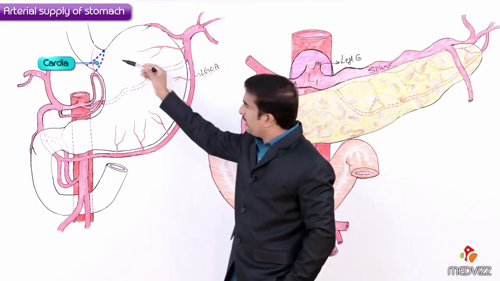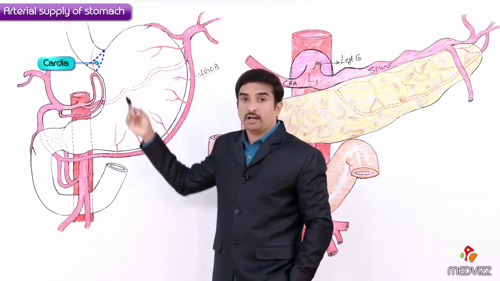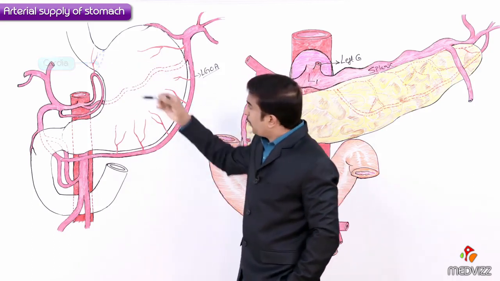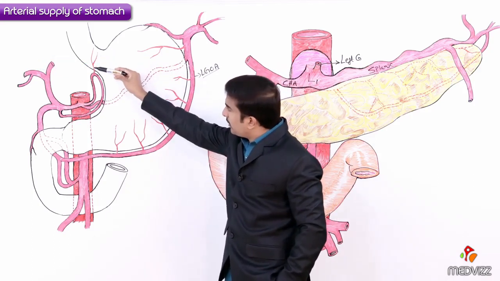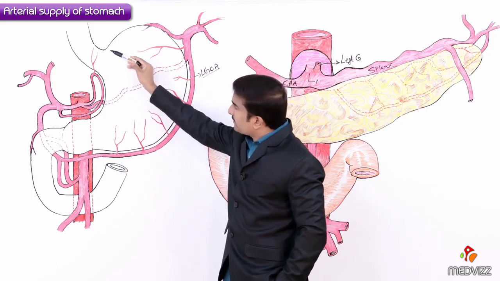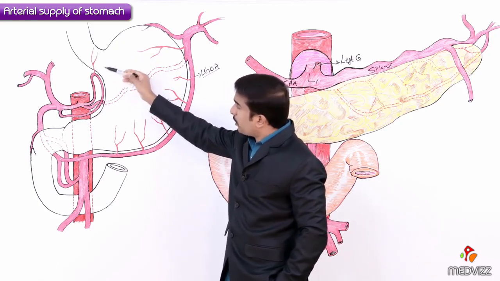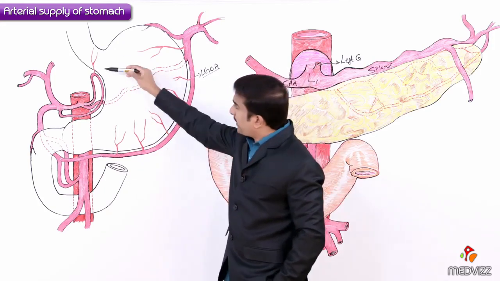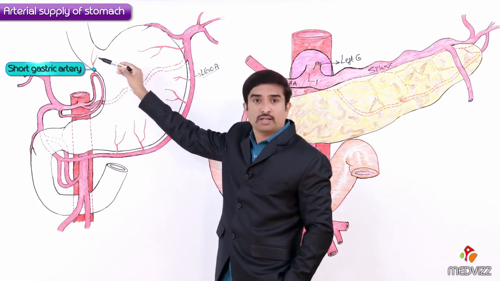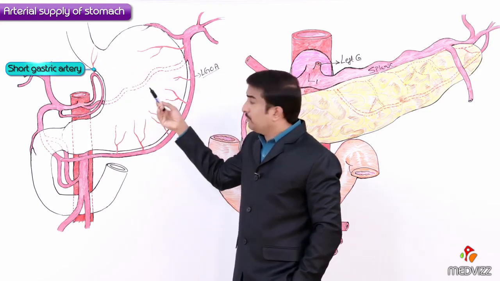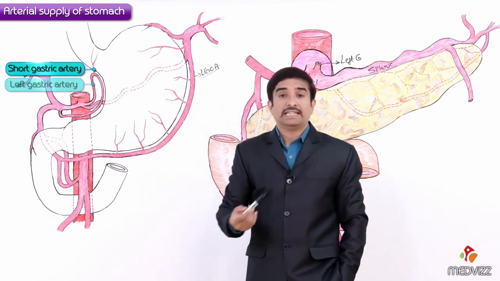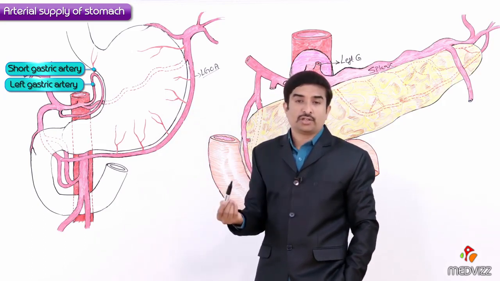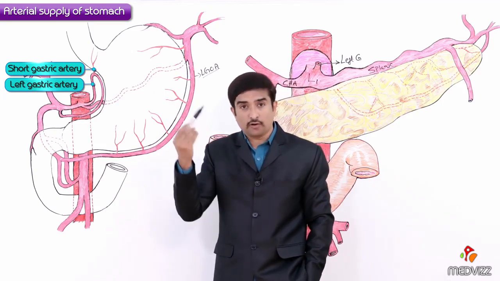Next, when we talk about the arterial supply of the cardiac end of the esophagus, we can see here the cardiac end of the esophagus as well as the abdominal part of the esophagus, or we can say the cardiac part of the stomach, supplied by the short gastric arteries, which are also called the branches of the left gastric artery. You should not confuse them with the short gastric arteries of the fundus.